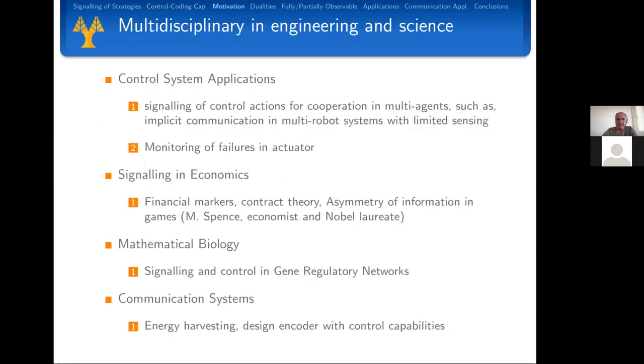Now, why I was interested in dealing with unstable systems. I remember Nicola mentioned the last time, he said, why would somebody be interested in nonlinear systems? Well, in control system applications, I was motivated by the fact that with control strategies, sometimes it's important to signal information that you encode in the control strategies. This is important in cooperation in multi-agent systems. Some people who do robotics call this implicit communication.